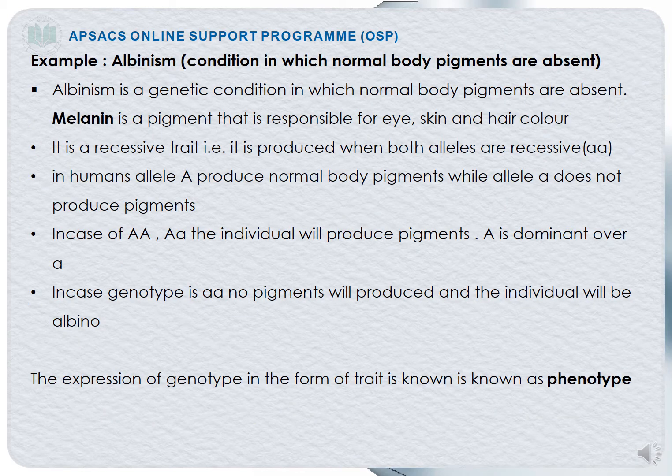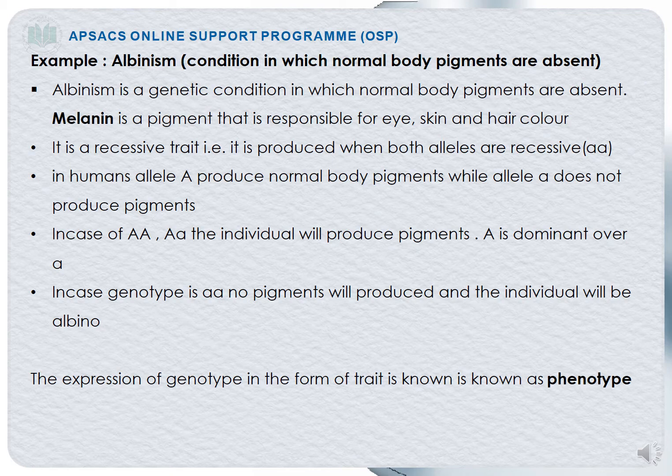The example given in the book is of albinism. Albinism is a genetic condition, genetic disorder, or genetic disease in which the normal body pigments are absent. In a normal human being, there are some pigments present which are responsible for the eye, skin and hair color. And this pigment is known as melanin. So always remember that the melanin pigment is responsible for the eye, skin and hair color. But the person having albinism has no melanin production and he or she has no skin, eye or hair color.